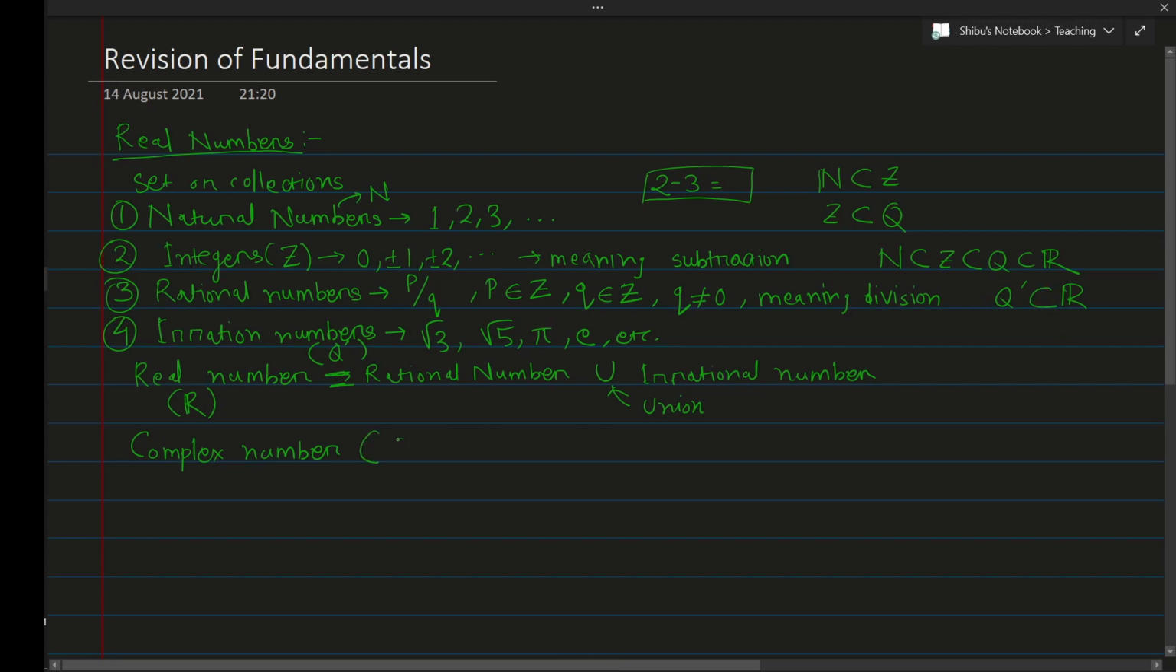A complex number is denoted by C, and it contains numbers like a plus ib, where a is the real part and b, this second part, is the imaginary part.